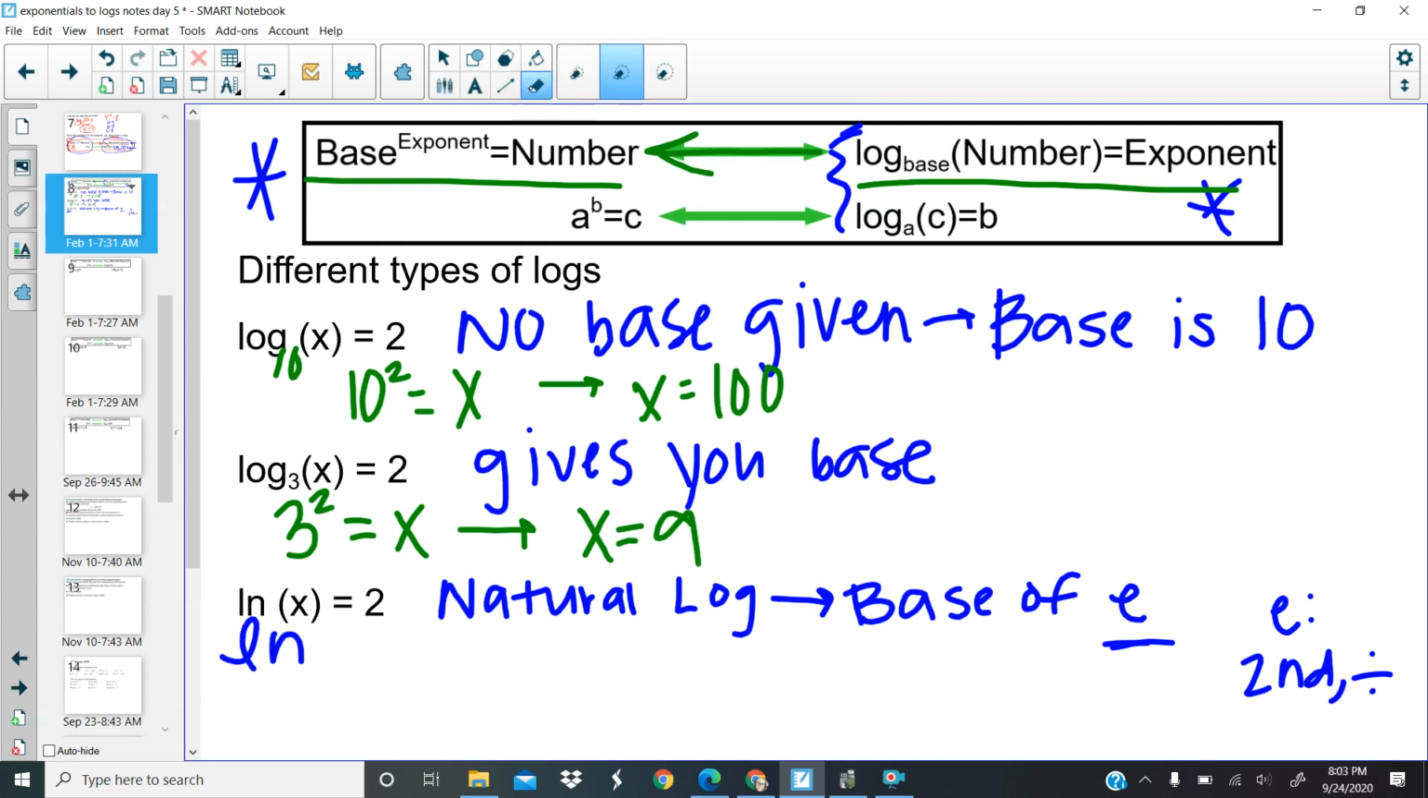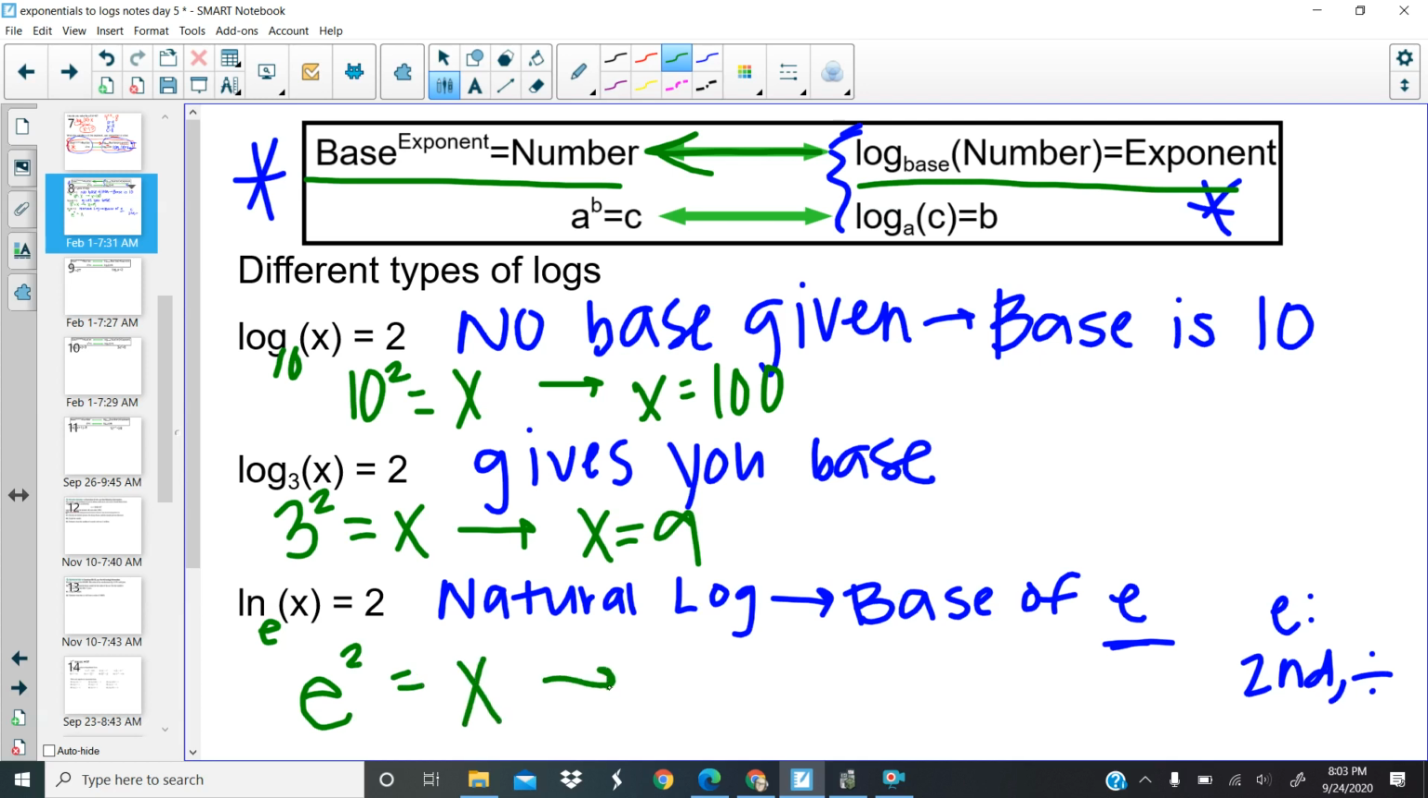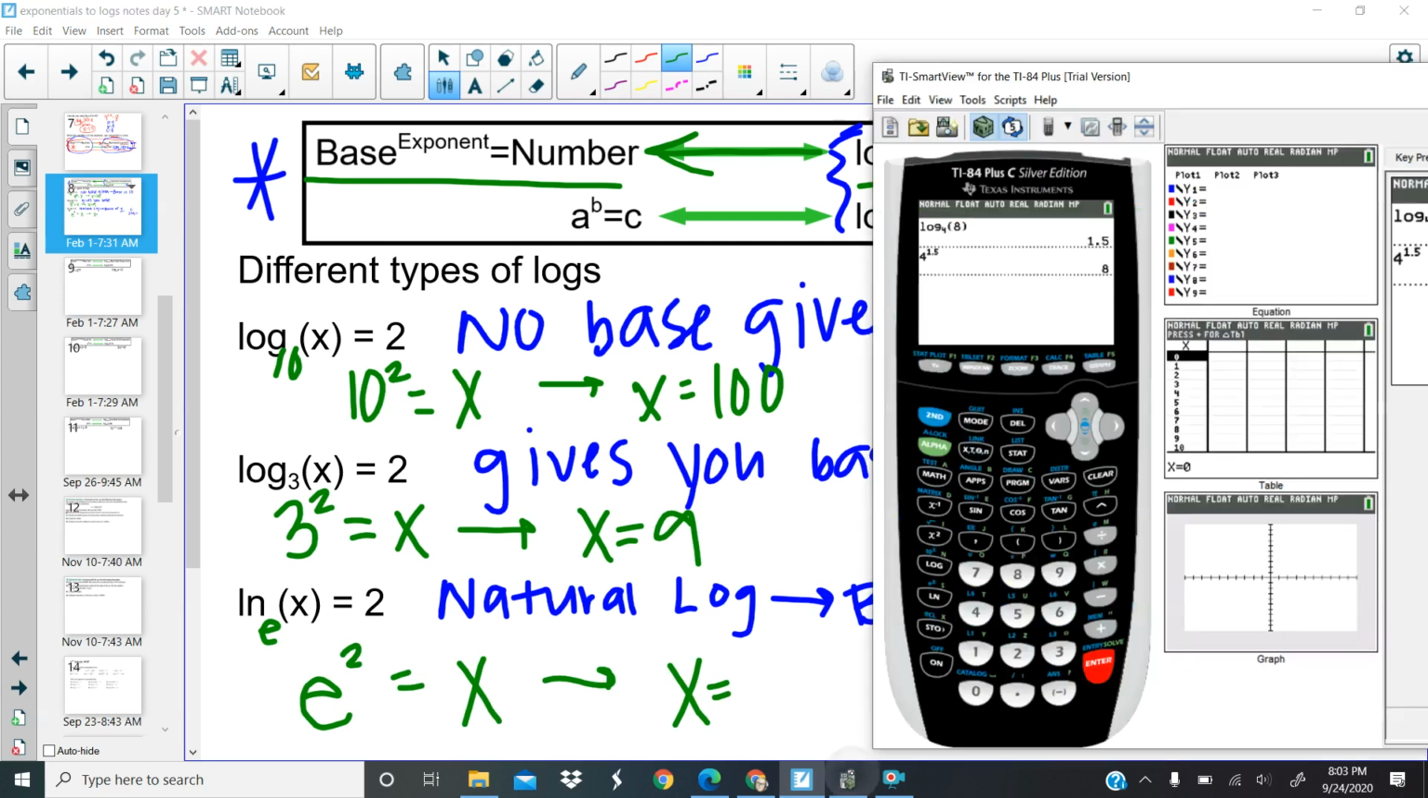And in my last one, it's the natural log, so that means my base is e. So that's the first thing I need is that e, and then I need the number on the other side, which is 2, and it's going to be equal to x. So in that one, I'm actually going to have to calculate out what e squared is. So I'm going to come to my calculator. To get e, I hit second divide, and then I just need to square that. And that's going to equal 7.389.